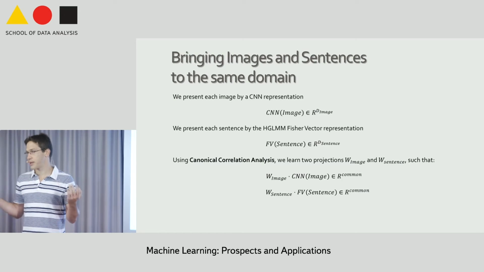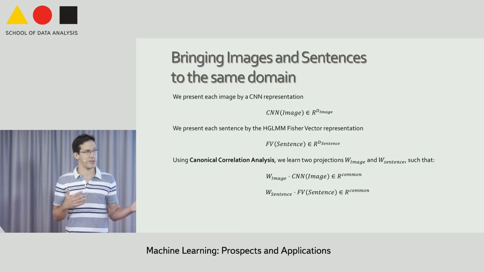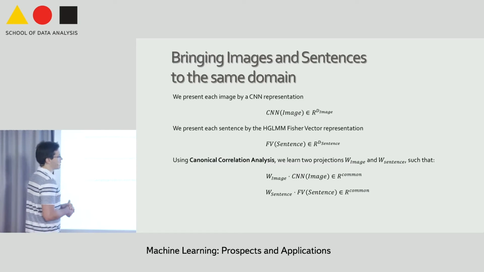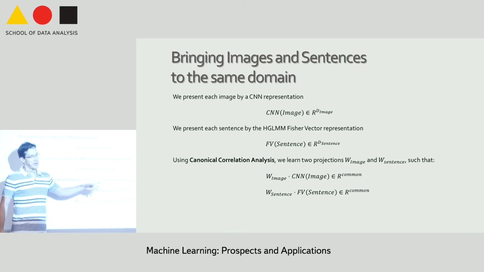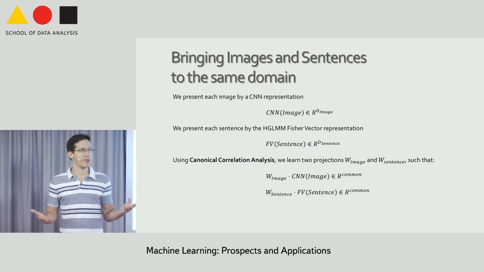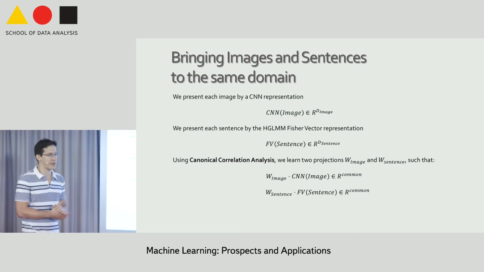So let's go back to the application itself. We had images and we had sentences. So for images, we take a convolutional neural network, we extract the representation, and we get a vector. For sentences, we take the text, we extract word2vec, we apply EM to get the hybrid distribution, we get a Fisher vector, and at the end of the day, we also get a vector that represents the sentence. Now we need to combine both together, bring them to a common space. We use a classical algorithm, canonical correlation analysis, for this task. Later on, I will discuss extensions.